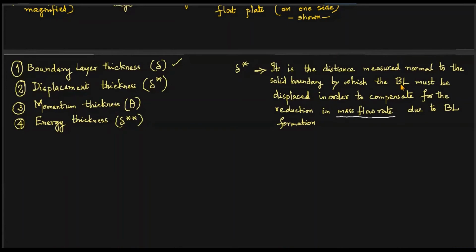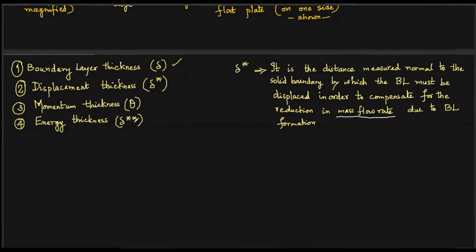Distance is measured normal to the solid boundary by which the boundary layer should be displaced in order to make good the loss of mass flow rate on account of boundary layer formation. That is delta star. But we have the other two important terms also, momentum thickness and energy thickness. And while talking about the definition, we have a shortcut. So in fact, this is the distance by which the boundary layer must be displaced in order to compensate for the reduction in mass flow rate.